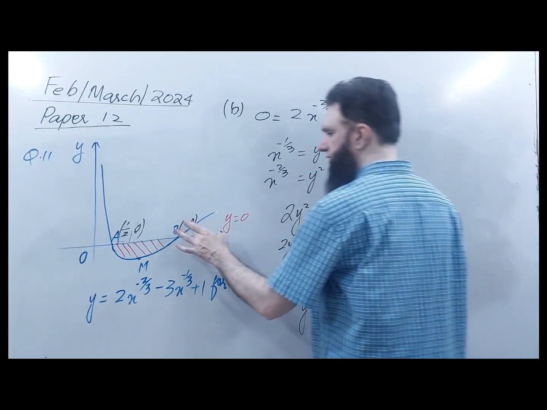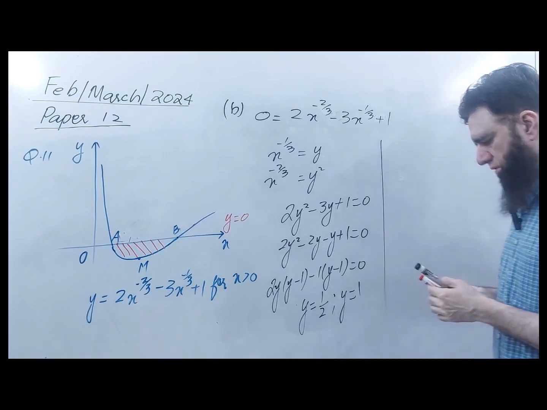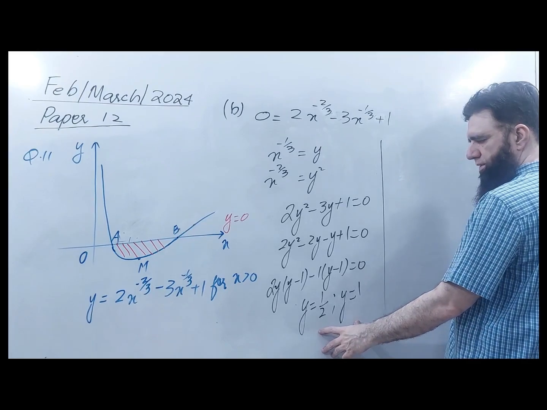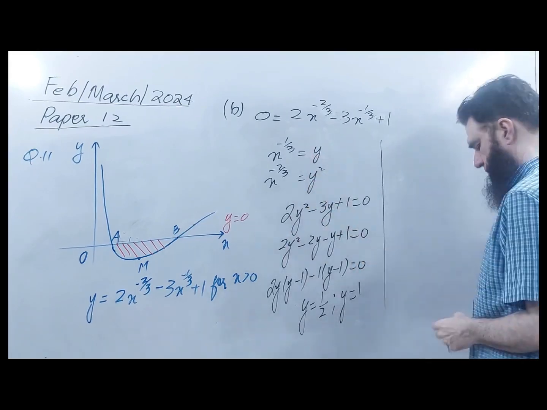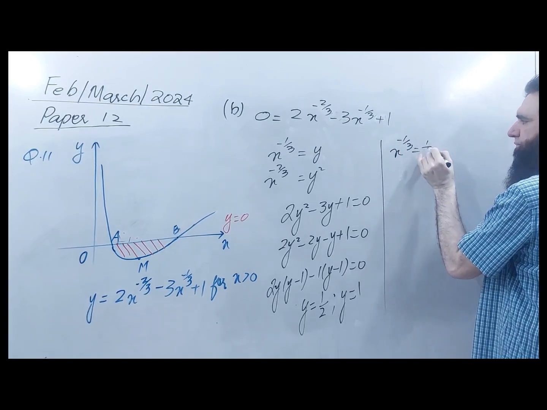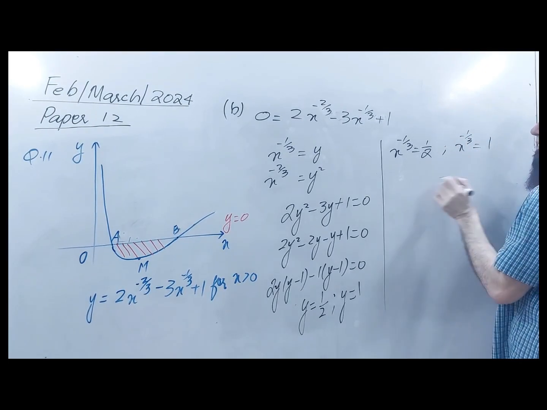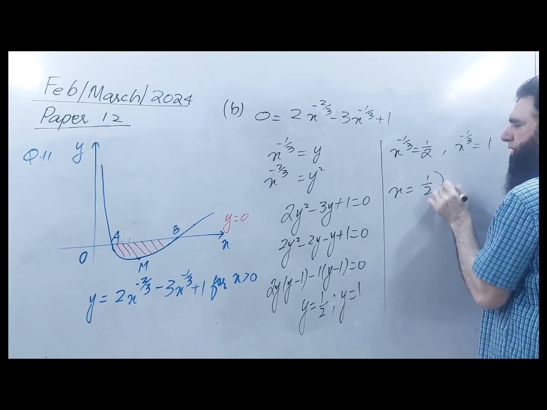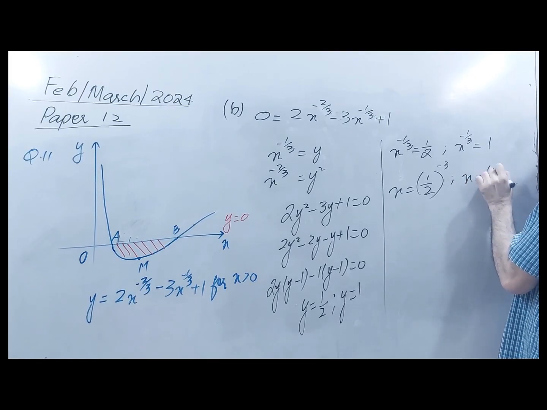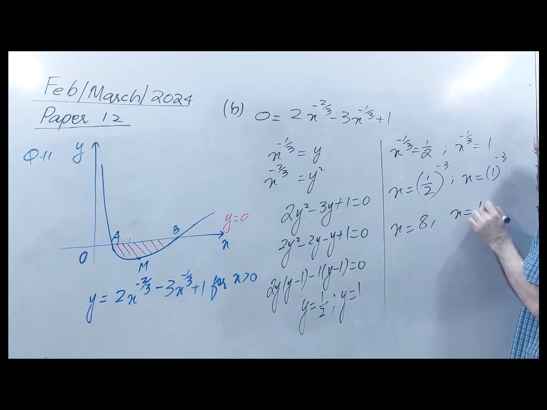What you get is, these are not the coordinates of x values. Now these are y values, and put these y values here. So what we get are the x values. So x power minus 1 by 3 is equal to half, and x power minus 1 by 3 is equal to 1. So x is equal to half power minus 3, and minus 1 by 3 goes on the other side. This becomes 1 power minus 3. So this is 8, and this is 1.